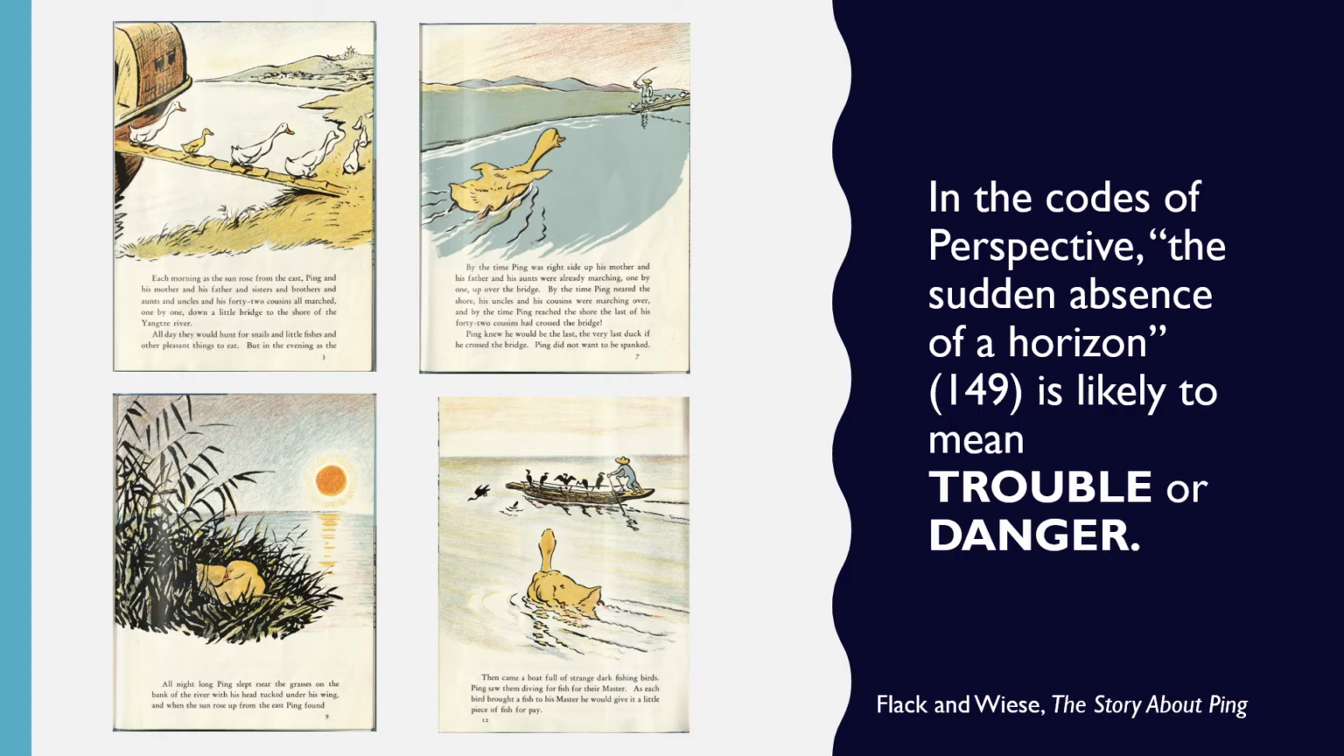All right, so number 7, in the Code of Perspectives, the sudden absence of a horizon is likely to mean trouble or danger. So the images over here on the left are from the story about Ping, and it's about a little duckling who gets lost from his family and goes on a little bit of an adventure. So even once Ping has gotten lost, we can actually still see the horizon in a lot of these pictures. So for example, we have the horizon here, and of course here, and we can even see it here when he's moving towards a little bit more danger.